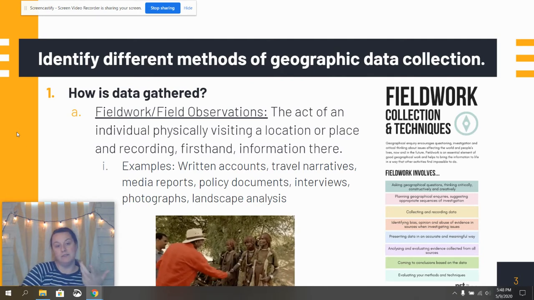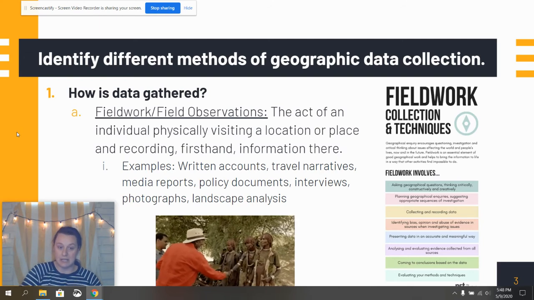So some examples of fieldwork, or things that could come from fieldwork, include written accounts, travel narratives, media reports, policy documents, interviews, photographs, and ultimately landscape analysis, which is what geographers do. They analyze the cultural landscape.